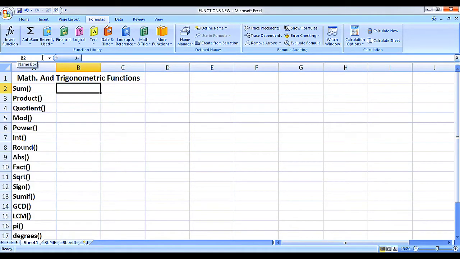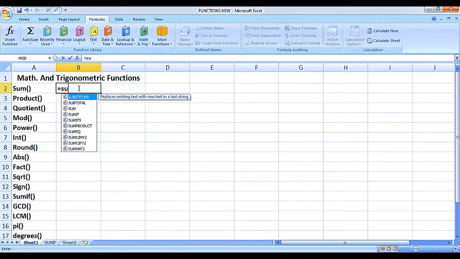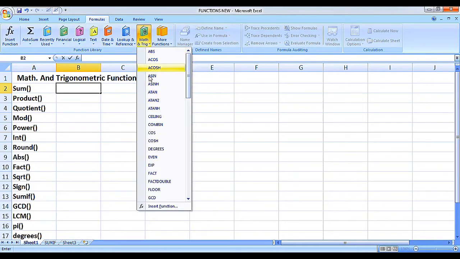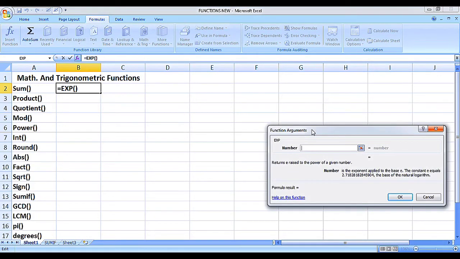To insert a function, there are several ways. If you know the name of the function, first type the equal to sign, then type the name of the function, then Excel will guide you about writing the arguments one by one. This is one method. Another way is to go to Function Library, select the category you want, then click the function which you want to insert. Then the Function Arguments dialog box appears, type the arguments, then click on OK.